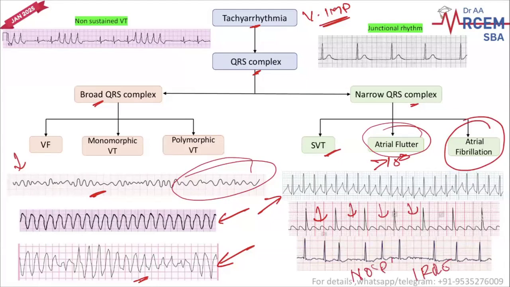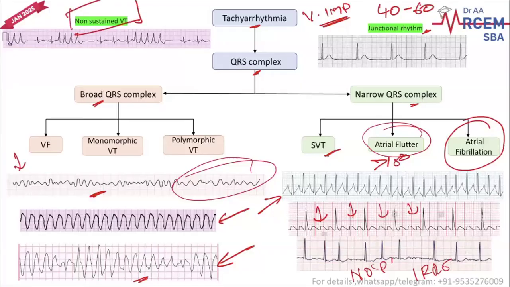Some special rhythms we have already learned, that is the junctional rhythm. In junctional rhythm, there is no P wave and the heart rate is usually between 40 and 60. If the heart rate is more than 60 and up to 120, we will always consider this an accelerated junctional rhythm with an AV dissociation.